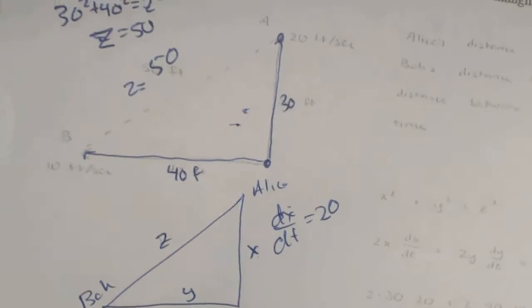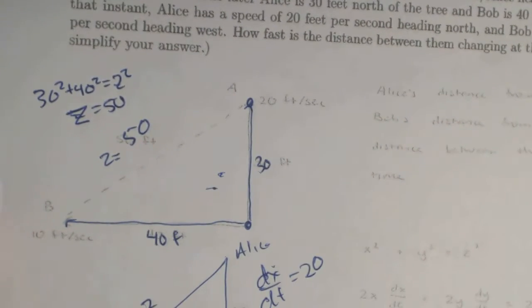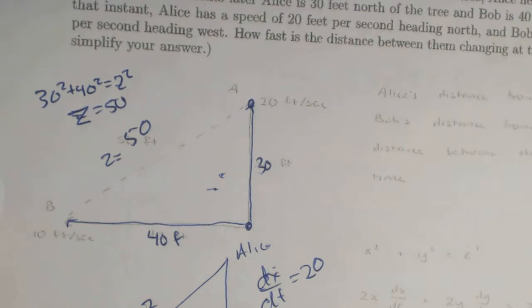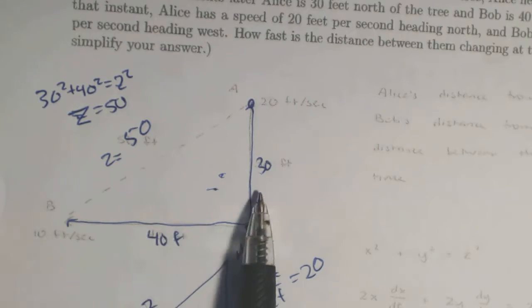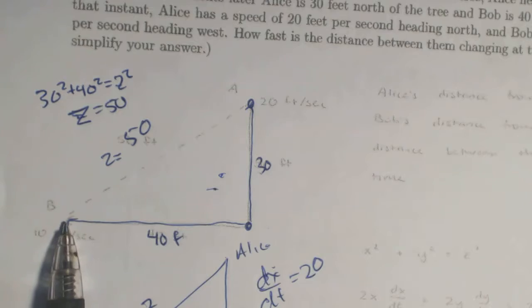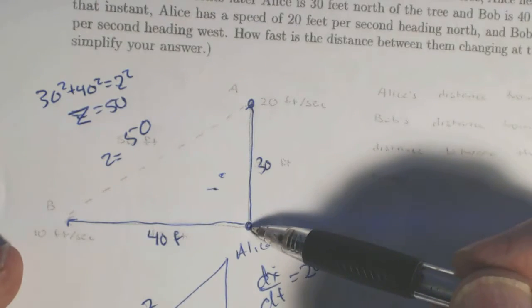All right, here's our related rates problem. Pretty typical one. I reinforced these. These are really light. I hope you can see them. I hope you're looking at your own paper. I reinforced this one. We've got Alice going north and Bob going west. They're starting off at the same point as the tree.